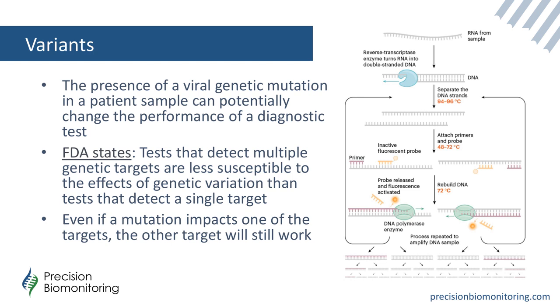So to give you some context, the viral genome for COVID-19 is about 30,000 base pairs, so pairs of DNA bases. The primers and probes are usually in the range of about 20 to 25 base pairs. So it is a very small portion of the genome that would have to be changed in order for a specific viral mutation to actually affect the performance of a specific test.